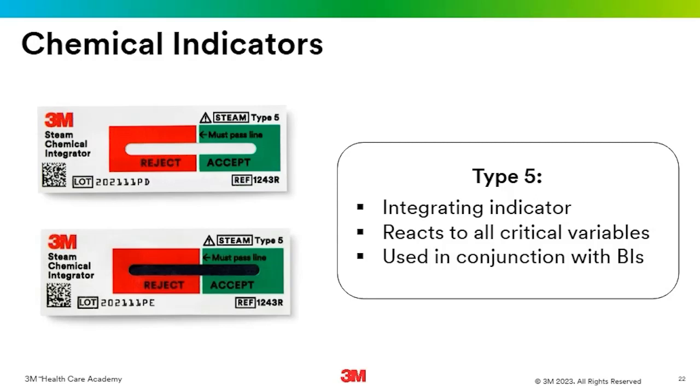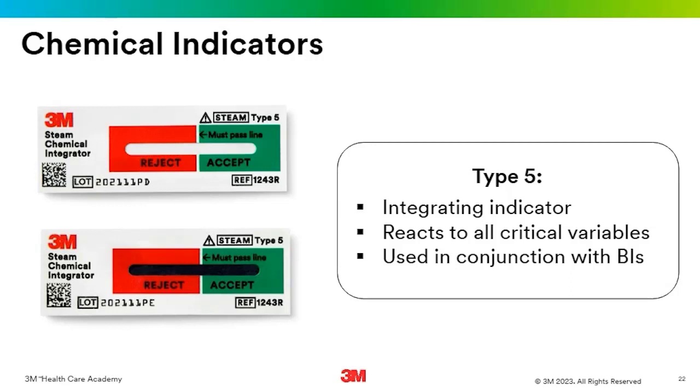This can perform in parallel with the BI, but it's not to be substituting the BI, because remember, this tests for all critical variables, but not the destruction of spores. That's why a type 5 is inside of a process challenge device. So they're buddies, they hang out.